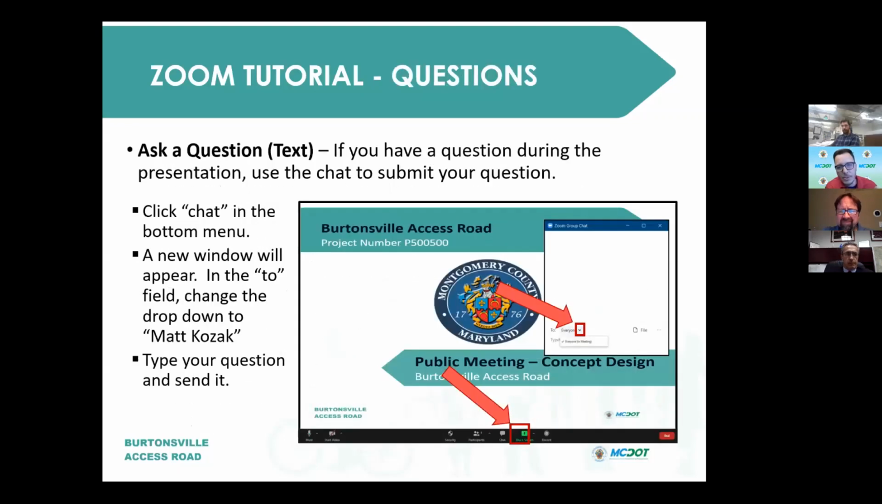If you would like to use the chat feature to ask a question during the meeting, we'll be answering those questions at the end of the meeting, but you can ask a question via the chat at any point. So there is a chat box down at the bottom of the meeting. You can click that, and at the bottom, there's a drop-down box that allows you to select who you're sending the chat to. Please select Matt Kozak. He's going to be handling the questions until the question and answer period. So send those questions to him. He's the person going to be monitoring the chat. Next slide, please.